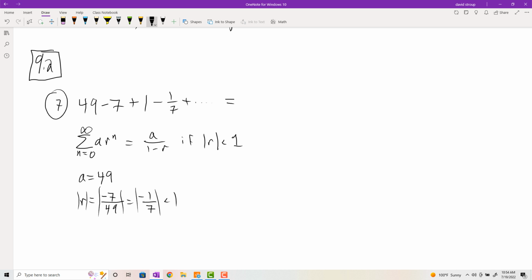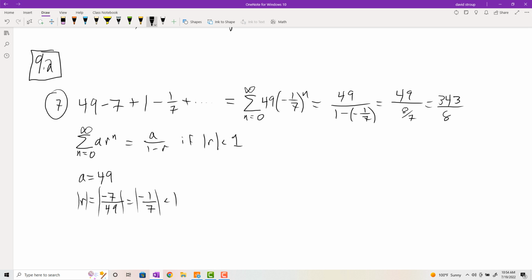So the sum of this thing, which we can write in summation notation as 49 times negative 1/7 to the n. And then we could use our formula a over 1 minus r to add it up. So you'd have 49 for a all over 1 minus r. Be a little careful, r is negative here. That'll equal 49 all over 7/7 plus 1/7 is 8/7. And then multiplying by a reciprocal, you'll get 343 all over 8 for your sum.